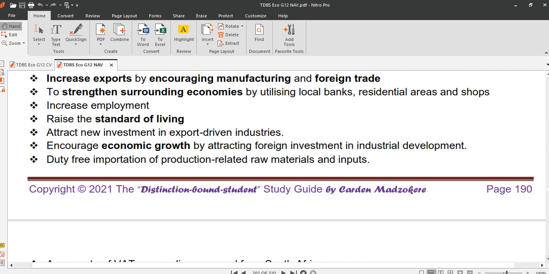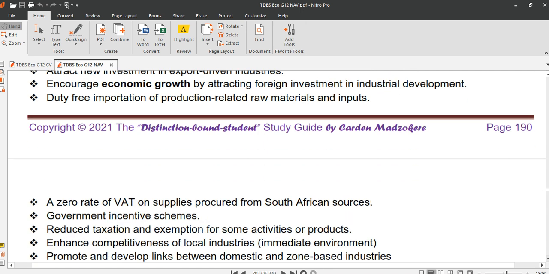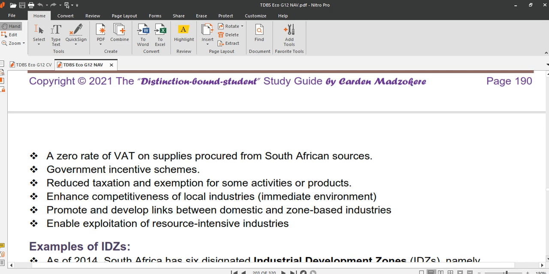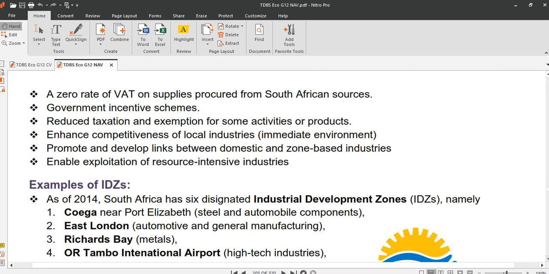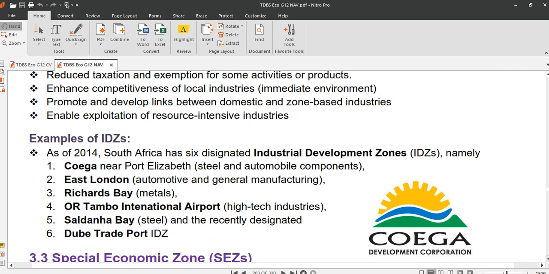To encourage economic growth by attracting foreign investment in industrial development. Duty-free importation of production-related raw materials and inputs. A zero rate of VAT on supplies procured from South African sources. Government incentive schemes: reduced taxation and exemption for some activities or products. Enhance competitiveness of local industries and the immediate environment. Promote and develop links between domestic and zone-based industries. Enable exploitation of resource-intensive industries.